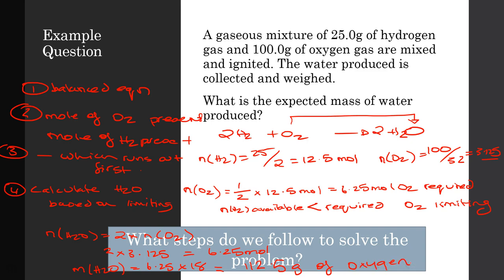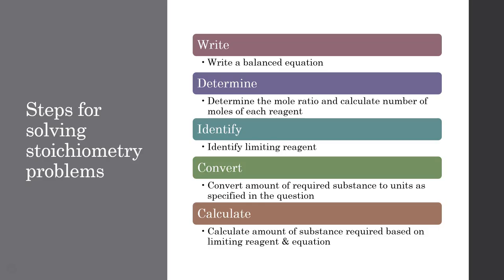This may seem a little bit confusing at this point, but let's look at the steps that I followed to get here. First of all, we're going to write down a balanced equation. These are exactly the same as mass-mass stoichiometry. We're going to determine the mole ratio and calculate the number of mole of each reagent, because in limiting and excess, there will always be more than one number of mole that we can determine. That's how we can figure out if it's a limiting and excess versus a standard stoichiometry question. We're going to identify the limiting reagent, so work out which one will run out first.